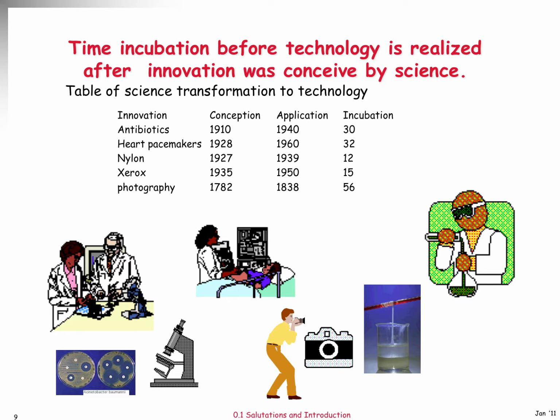Xerox, our copying machine. What would we do without it? That was first conceived in 1935. The first machine was invented in 1950. That's a 15-year incubation period. And photography, that was first conceived in 1782, and the application was realized in 1838. That's a 56-year incubation period.